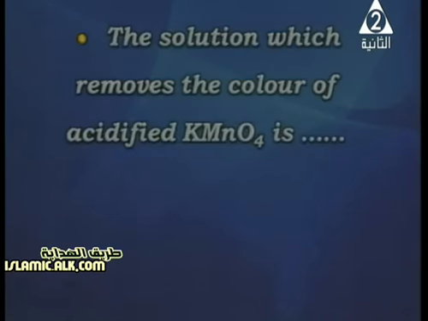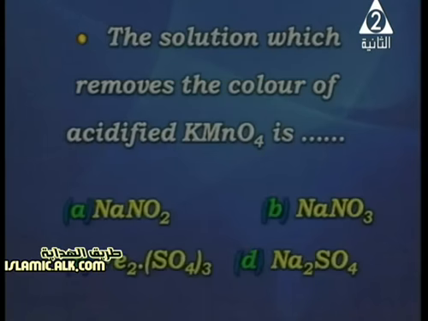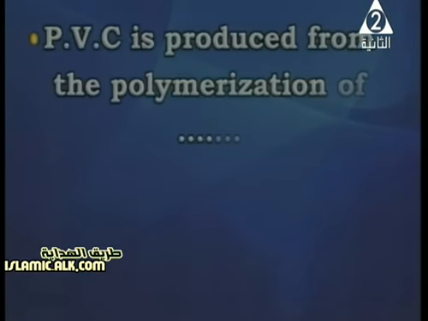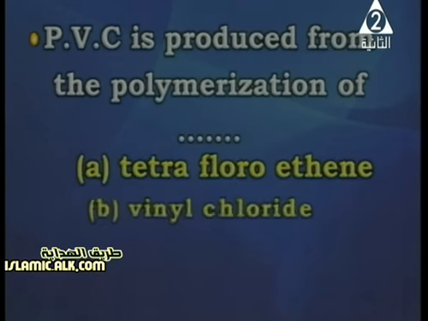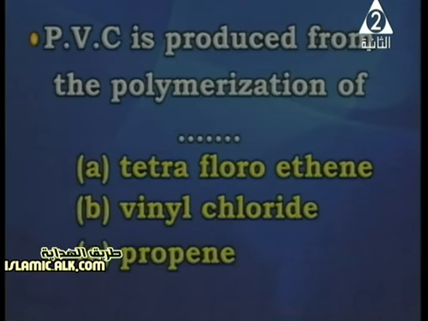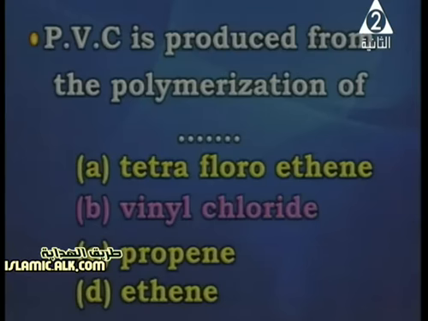Next point, the solution which removes the color of acidified potassium permanganate is what? Is it sodium nitrite, sodium nitrate, iron 3 sulfate, or sodium sulfate? Yes, my dear student, it will be sodium nitrite. Next point, PVC, which is polyvinyl chloride, is produced from the polymerization of what? Tetrafluoroethene, vinyl chloride, propene, or ethene? Yes, my dear student, it will be vinyl chloride.